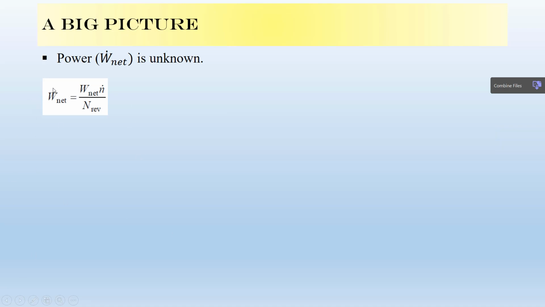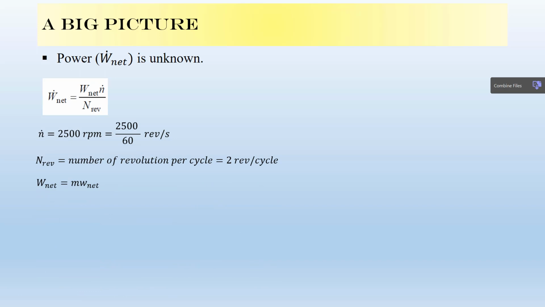So to find the power, you need to have the work, N dot, and N, the number of revolutions per cycle, correct? So you know that the number of revolutions per cycle for Otto cycle is 2. This is known. N dot, we know that the N dot is 2500 RPM. You need to convert it to the actual revolution per second. So you need to divide it by 60.